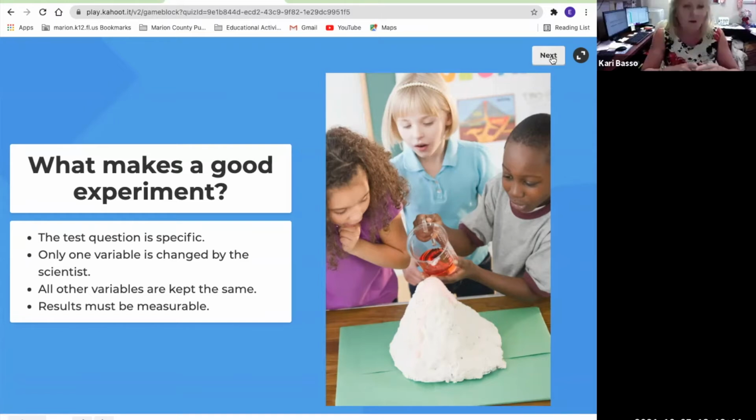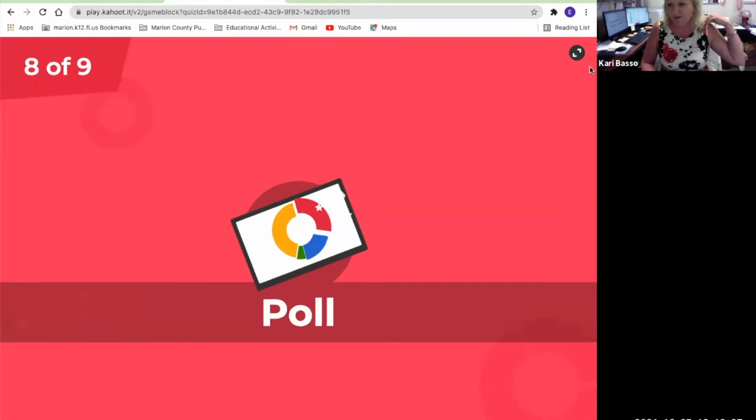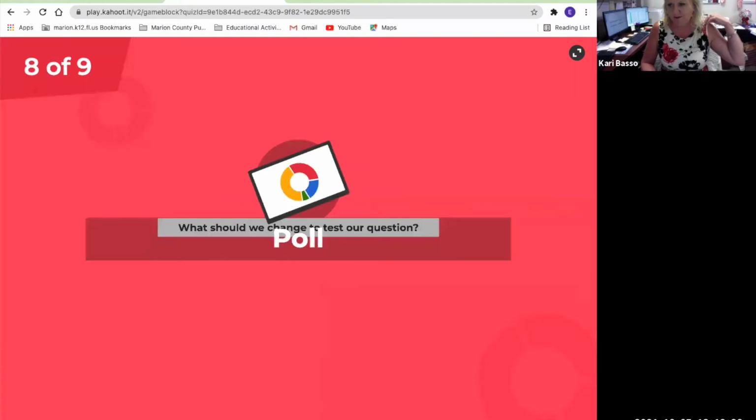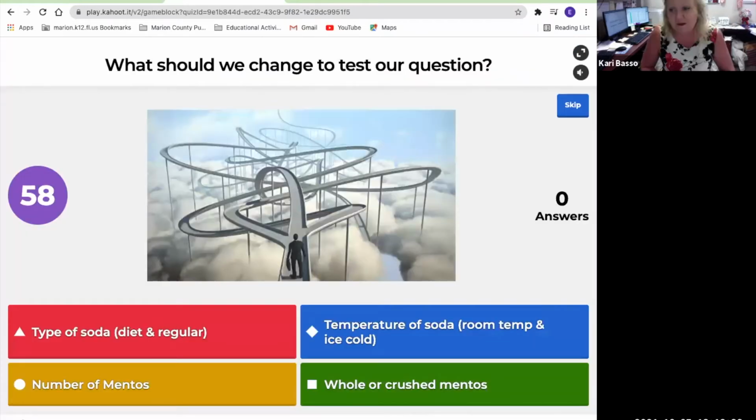So we have to do this experiment again, and this time we have to make sure that we're only choosing one variable to test which makes the bigger geyser. So we're going to do this again. We're going to do another poll where we'll let you decide what is the most important aspect to the geyser. Is it going to be the type of soda, temperature, the number of Mentos, or keeping the candy whole or breaking it up into small pieces?